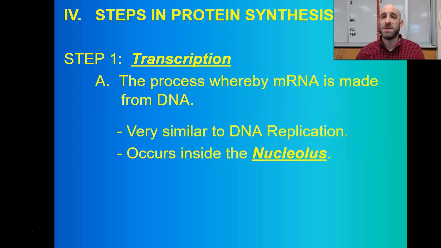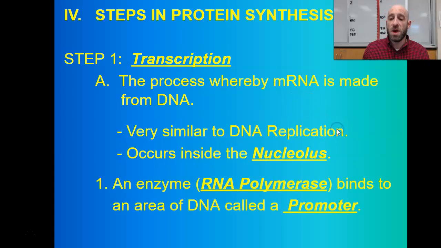So this process happens inside the nucleus, and specifically, it happens in the nucleolus. The nucleolus is where the DNA is being stored, so this process happens there. So how does it actually occur? Well, the first thing that happens is we have an enzyme, and that enzyme is called RNA polymerase. Now, that sounds very familiar. In replication, it was DNA polymerase. This is RNA polymerase, and that's because it's copying RNA. It's doing RNA, not DNA.